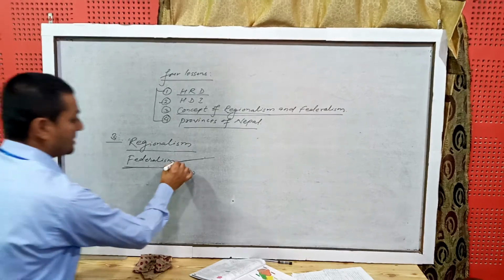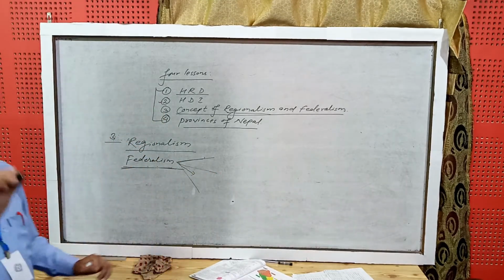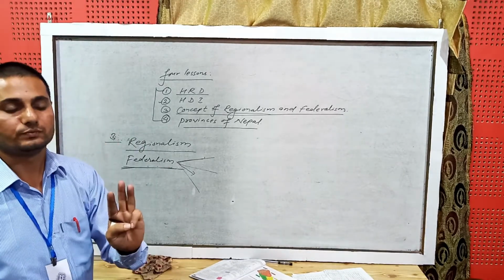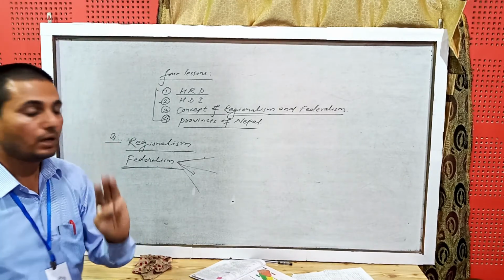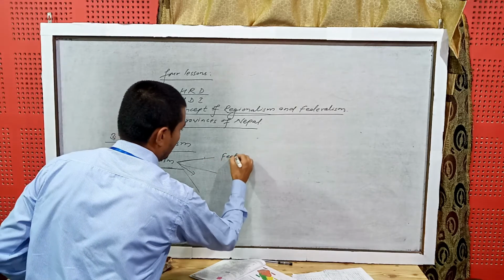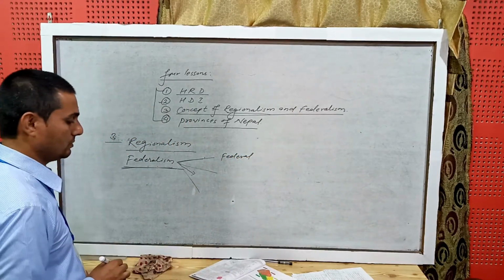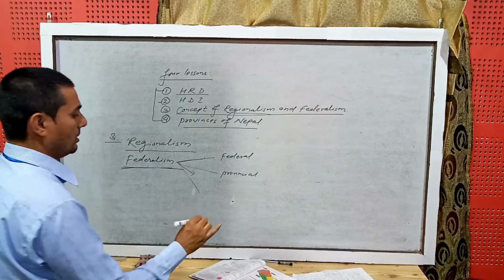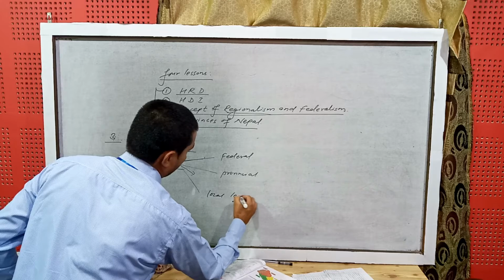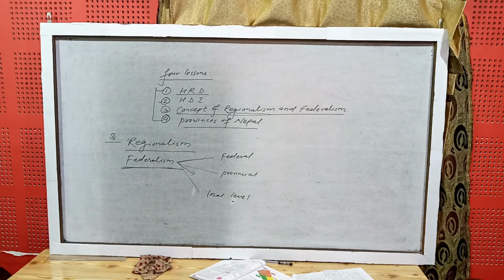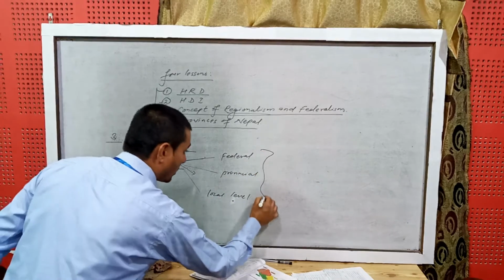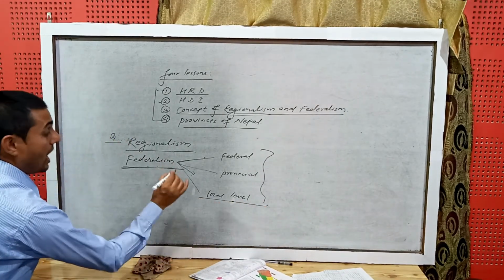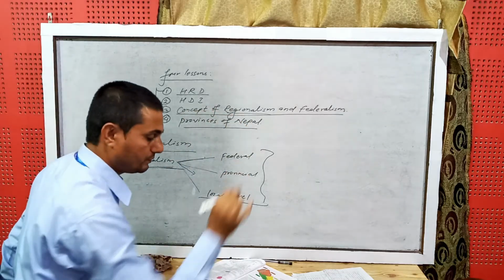According to the concept of federalism, the state authority is divided into three tiers, three levels. Number one, federal level, provincial level, and local level. Government power or the state authority is divided into three levels according to the concept of federalism.